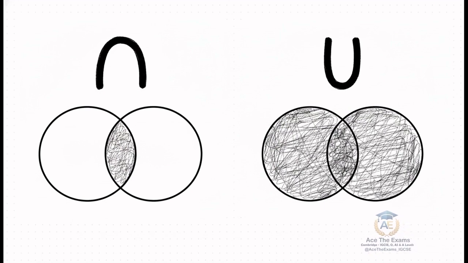Now look at the right side. We have the union, X union Y, with the right side up U. Visually, this is the entire space covered by both circles combined. It's the big, inclusive party, where absolutely everything that belongs to either set X or set Y or both is invited. Understanding this visual difference, extracting this core trend, is the absolute key to mastering 0580 past papers. If you mix these up, you lose all your marks instantly.